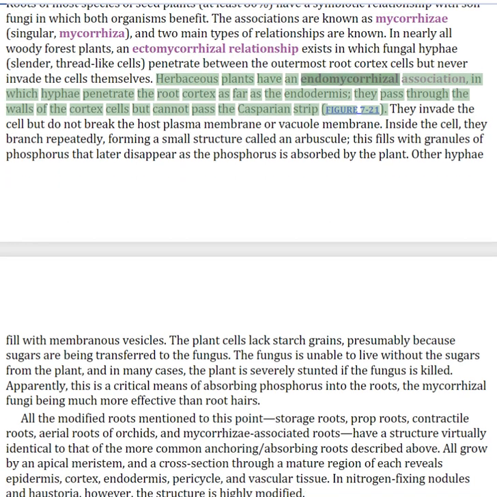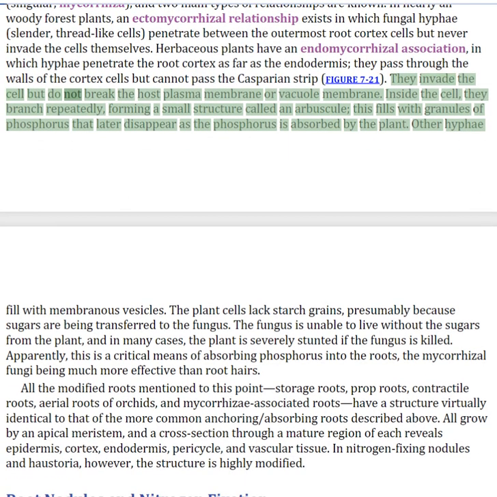Herbaceous plants have an endomycorrhizal association, in which hyphae penetrate the root cortex as far as the endodermis. They pass through the walls of the cortex cells but cannot pass the Casparian strip. They invade the cell but do not break the host plasma membrane or vacuole membrane. Inside the cell, they branch repeatedly, forming a small structure called an arbuscule. This fills with granules of phosphorus that later disappear as the phosphorus is absorbed by the plant.